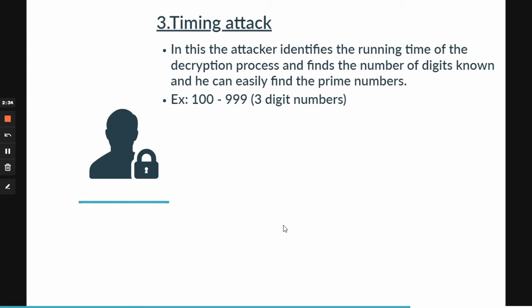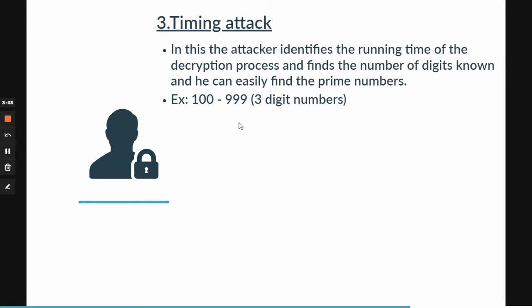So what will happen if he finds the number of digits? For example, he found out that it's a 3-digit number. Then a 3-digit number is from 100 to 999. How difficult is it for you to find the prime numbers from these? Not as difficult, right? So the attacker will find the numbers easily and will be able to attack our systems in that easy manner. So to overcome this, we will use three methods.